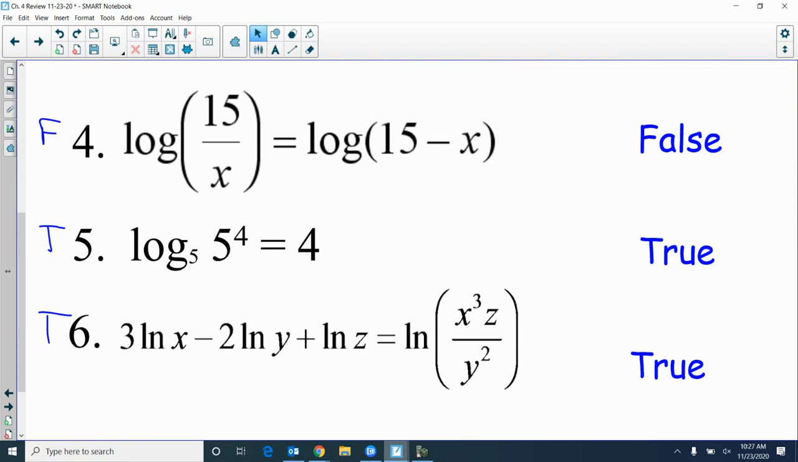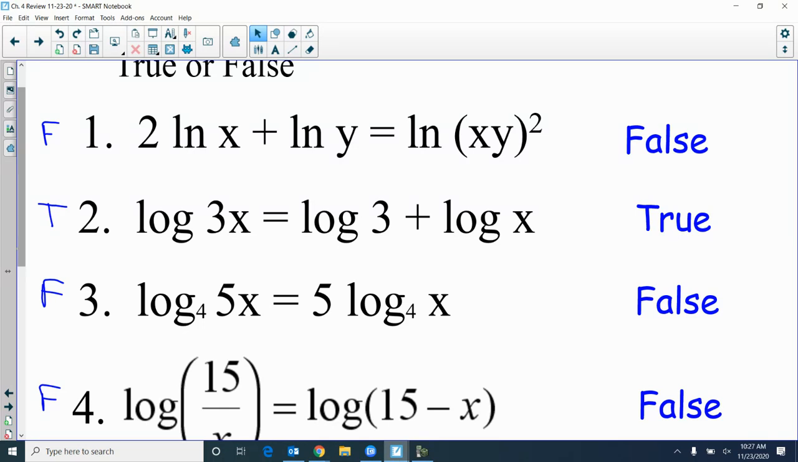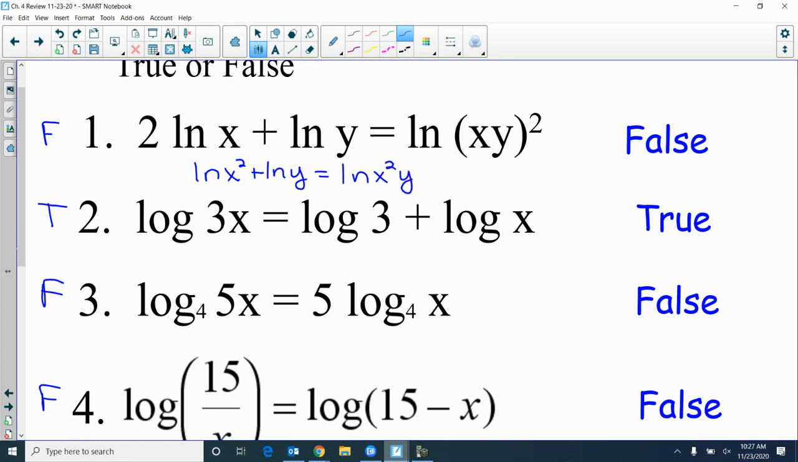Any questions on any of them? First one. Okay, on this first one, this 2 can go to this x, so it would be natural log of x squared plus natural log of y. And then when you condense that, that has to be the natural log of x squared times y. To be that, the whole thing would have to be in parentheses to apply to both of them. Since they're not both in parentheses, the 2 only goes to that first x, and so it's just x squared y, okay?